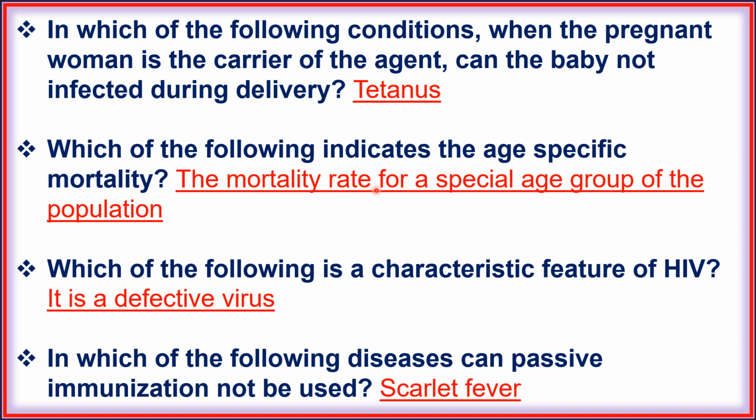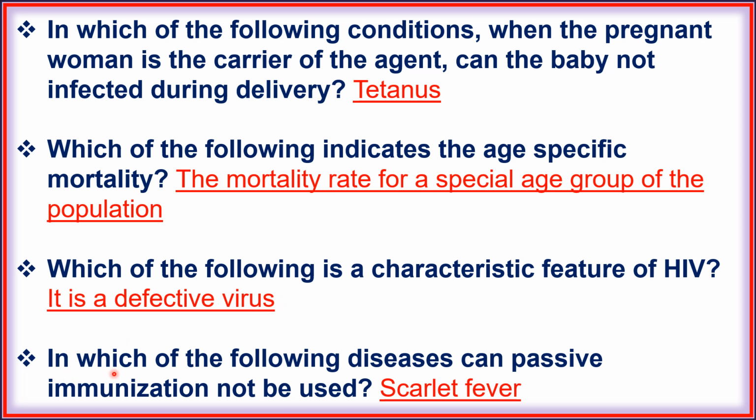Next, which of the following indicates the age specific mortality? The mortality rate for a special age group of the population. Next, which of the following is a characteristic feature of HIV? It is a defective virus.